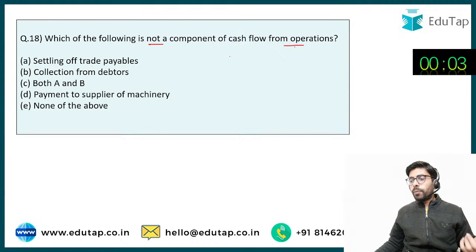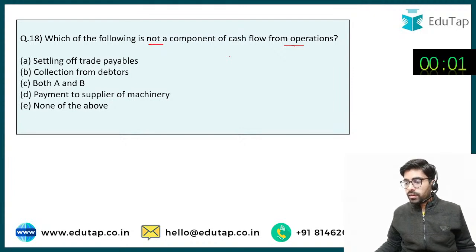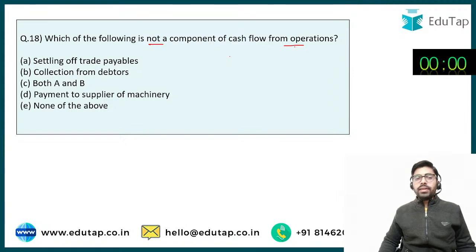शॉर्ट टर्म बोरोइंग भी तो आपकी करंट लायबिलिटी में ही आएगा ना. ओके अनुपमा. आई एम गेटिंग द आंसर इज ऑप्शन नंबर डी.